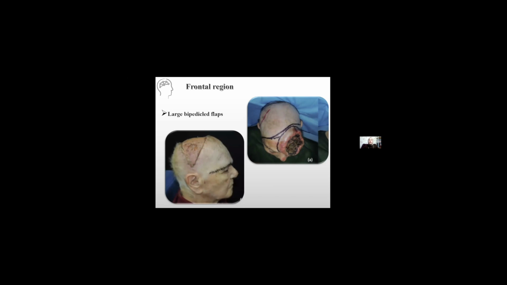Now, to reconstruct that large frontal defect, we use something called a large bipedicle flap. And that flap needs to include the arteries from two opposing sides. So the arteries included in it are the superficial temporal artery from each side, and the pattern of movement here is called bucket handle movement, and we need skin grafting to the donor site.